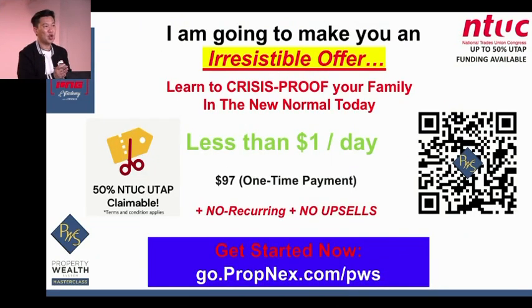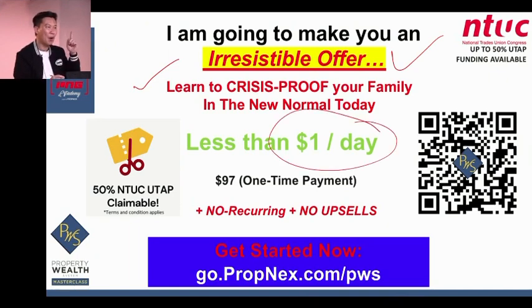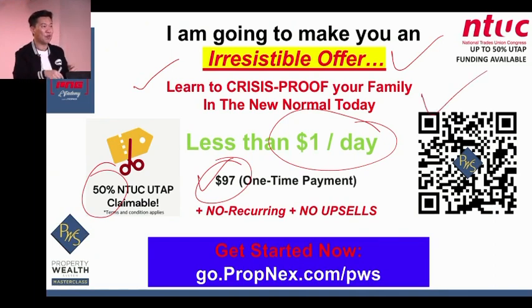But today, because all of you stayed all the way to the end, I'm going to make you an irresistible offer. Learn to crisis-proof your family in the new normal today, which is really true. I feel very strongly about this. Less than $1 a day. Less than 1 cup of coffee a day. $97. One-time payment. 50% NTUC UTAP claimable. Scan the QR code. In fact, you can click the link in the chat box itself. If not, visit go.promnext.com/PWS.